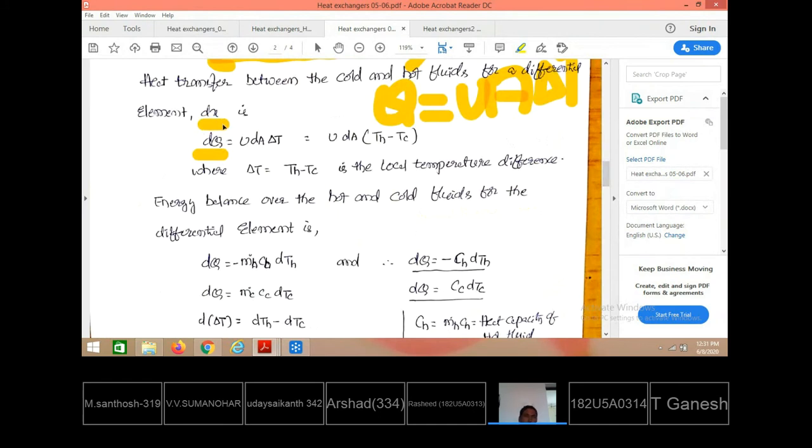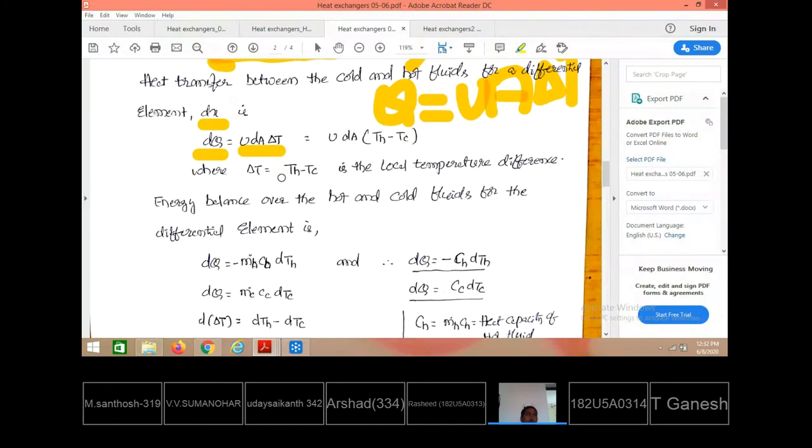Only elemental heat transfer takes place through an elemental thickness dx. So the elemental heat transfer through the thickness dx is equal to U into dA into delta T. Since a smaller area is available, this is not the whole heat exchanger area. If we considered the whole length, it would be different, but we are considering only a small length.